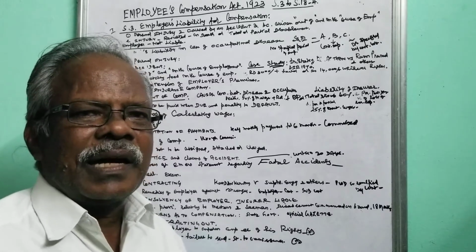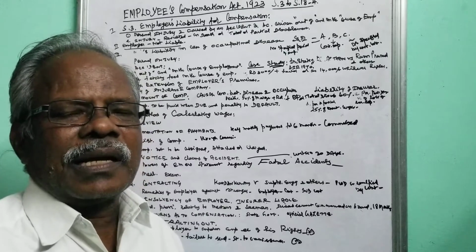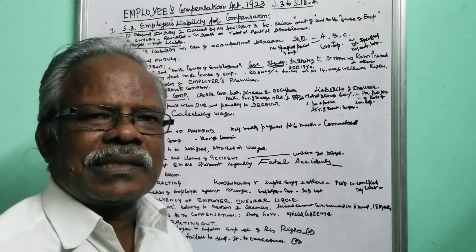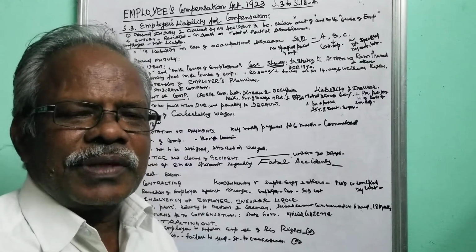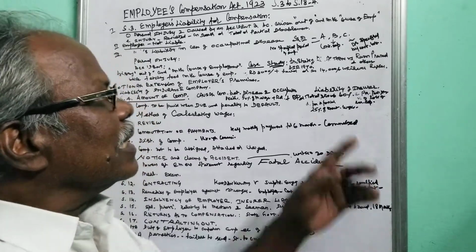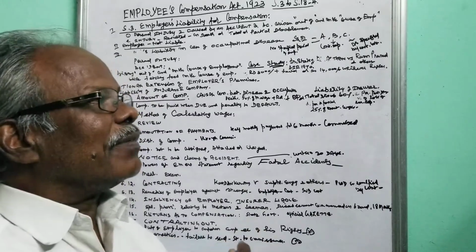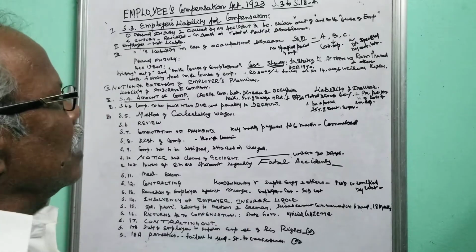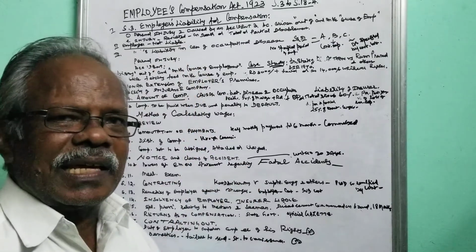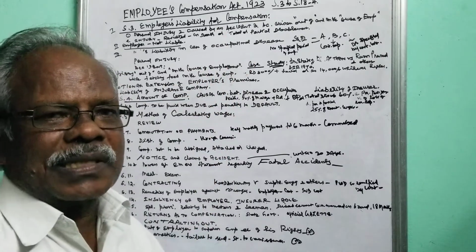Now we will see how the compensation is claimed and what are the repercussions on the claim. We are going to see from section 3 to section 18, so we are going to cover some 16 sections. We will see one by one. First we will see section 3, employer's liability for compensation.